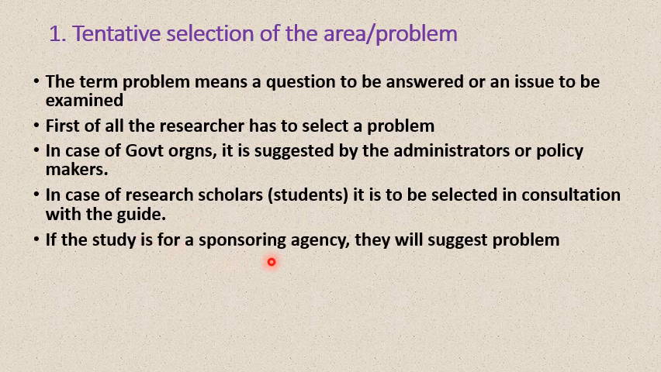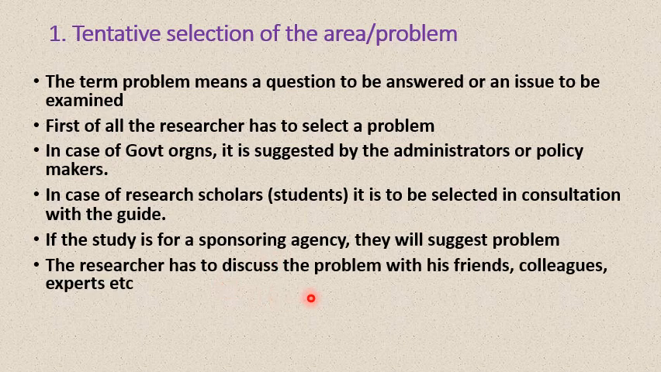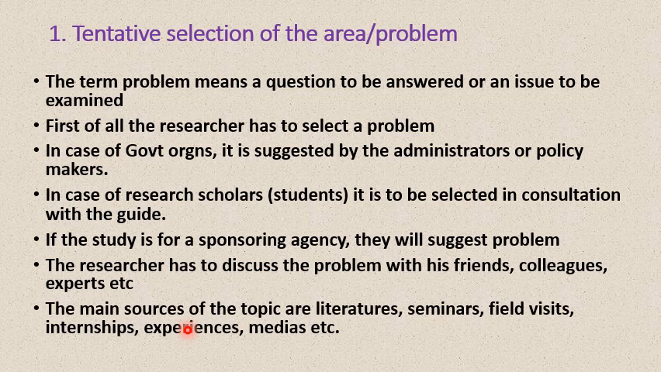If the study is for a sponsoring agency, they will suggest problems. In business research, it may be sponsored by some business or agency. In such case, the problem will be suggested by the sponsoring agency. The researcher has to discuss the problem with his friends, colleagues, experts, etc. to develop the problem in detail. Then the main sources of the topics are literature, seminars, field visit, internship, experiences, medias, etc. We will get the topics of research from these sources.